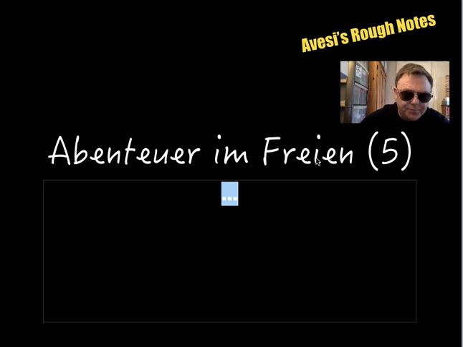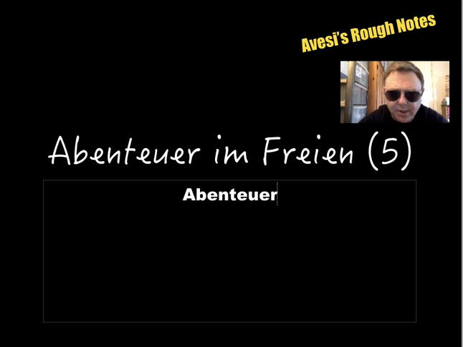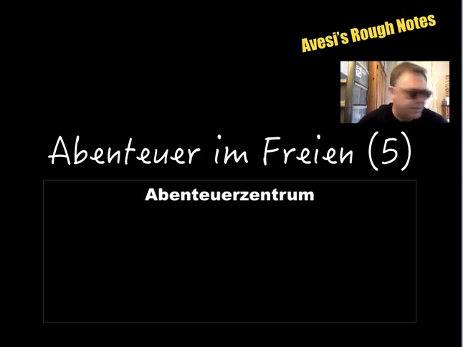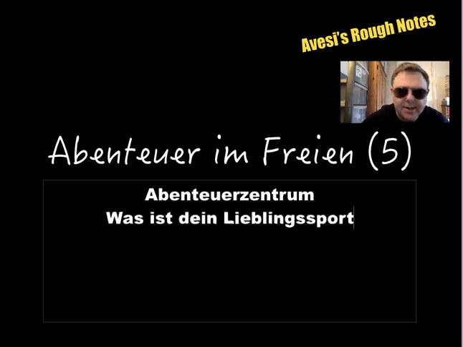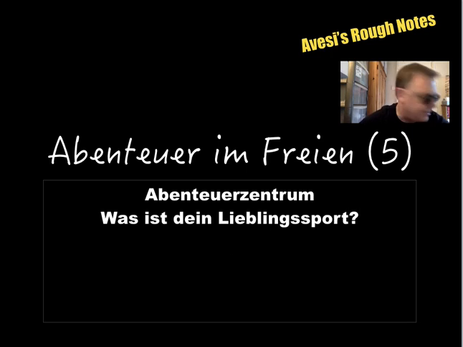Now, an adventure centre. You've got Abenteuer already, and the German for centre is very similar: Zentrum. So Abenteuerzentrum means an adventure centre. Exciting stuff. Now we've got the question, and I'll go through it in detail. Was ist dein Lieblings... we've had this again and again. What is your favourite? In this case, Lieblingssport. So these are things that we need to think about. Now, going back to Abenteuerzentrum, adventure centre, and I'm going to cough. Here we go. It's just going to be one of those days, I'm afraid.